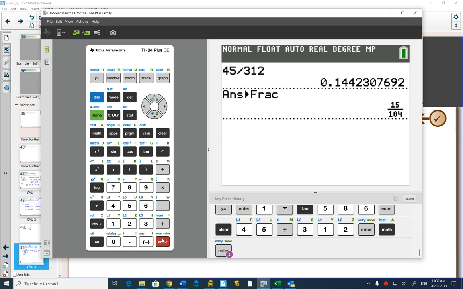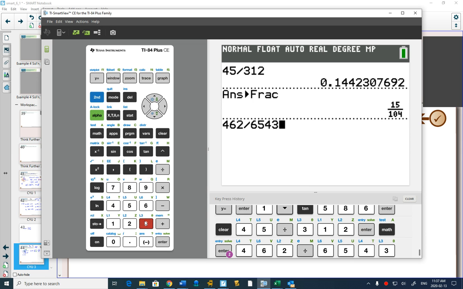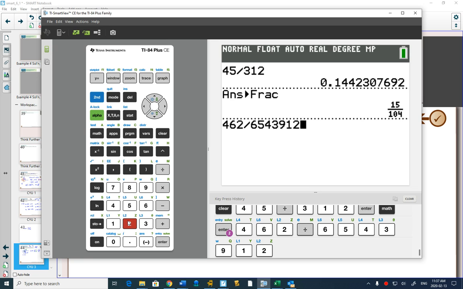Well, you don't need to. You could leave it as 45 over 312, or you could make it reduce. Anybody know how I randomly picked a number, like if I pick 462 and I divide it by 6543912, that I know that it reduces? Oh, they're both even. Okay, I don't want them both even. There, they both still reduce.